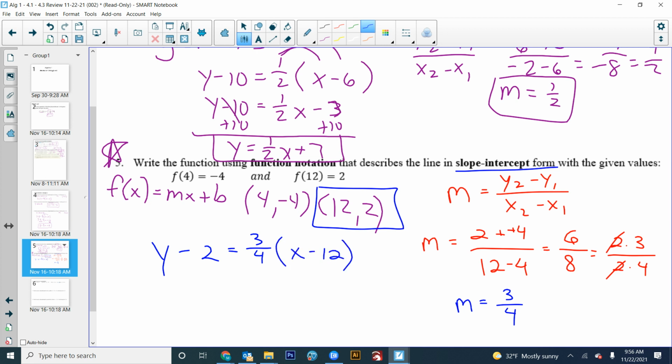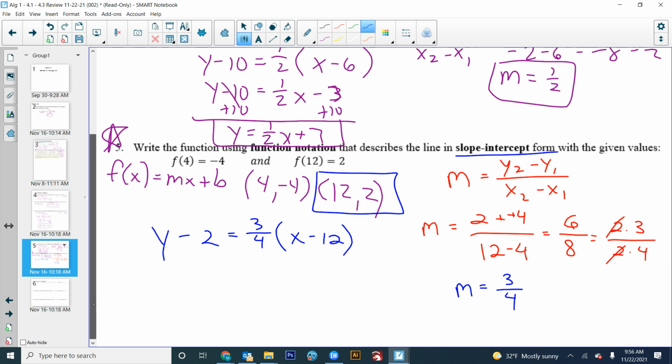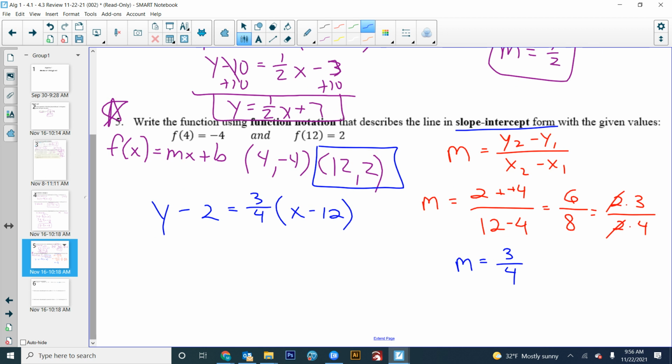I would say be careful on this because the x comes first, then the y in the point. But in our formula, the y comes first, then the x. Now, we need to get this into slope-intercept form. If this question said put your answer in point-slope form, would we be done? Yes, point slope would be done. Slope intercept, we have to distribute the 3/4, and then we're going to add 2. Let's do it.